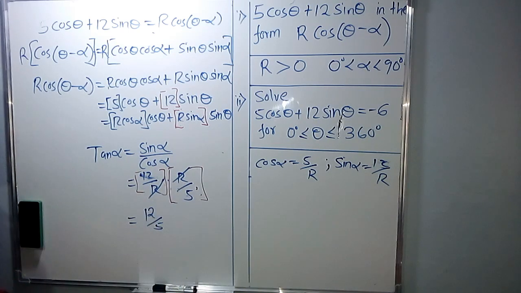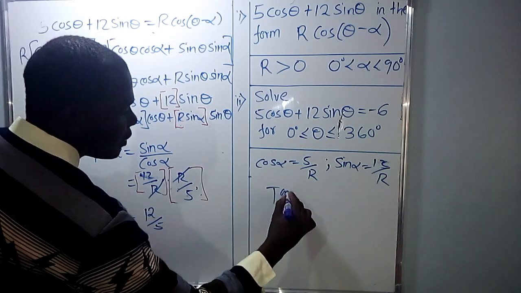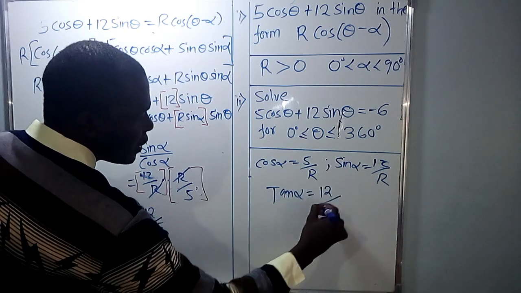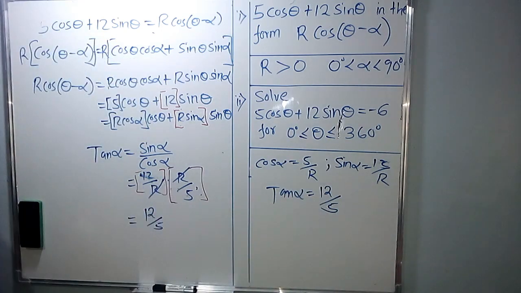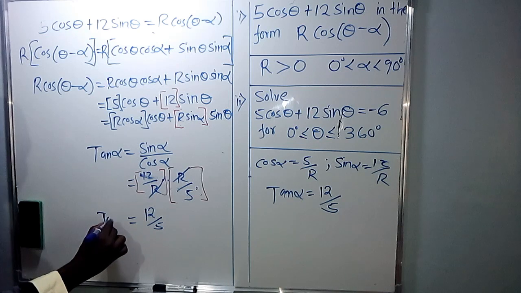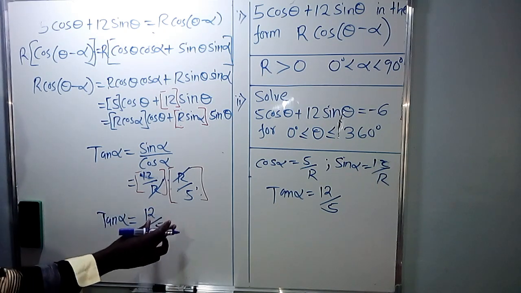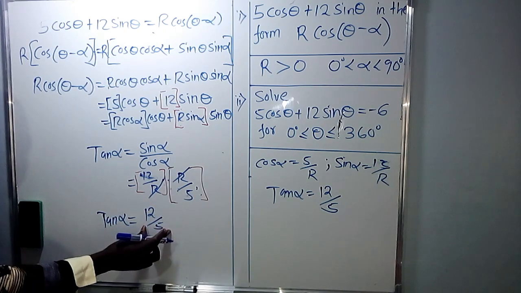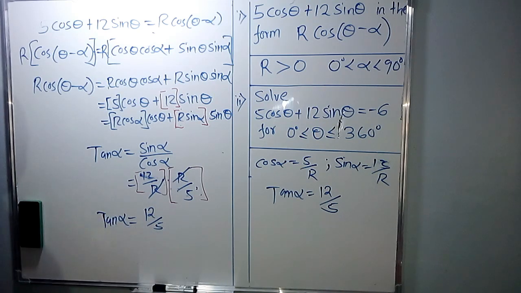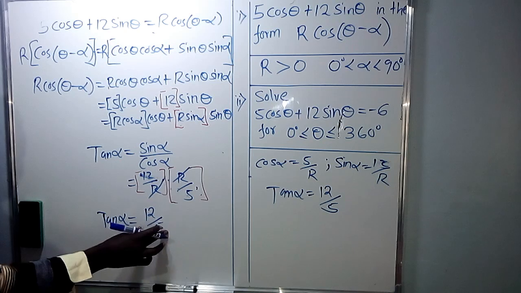So for us to get the angle alpha, we use the tan ratio, isn't it? Because the tan ratio does not have the unknown. The unknowns will cancel out, isn't it? Are you seeing that? So we found out that tan alpha is 12 over 5. Tan alpha is 12 over 5.